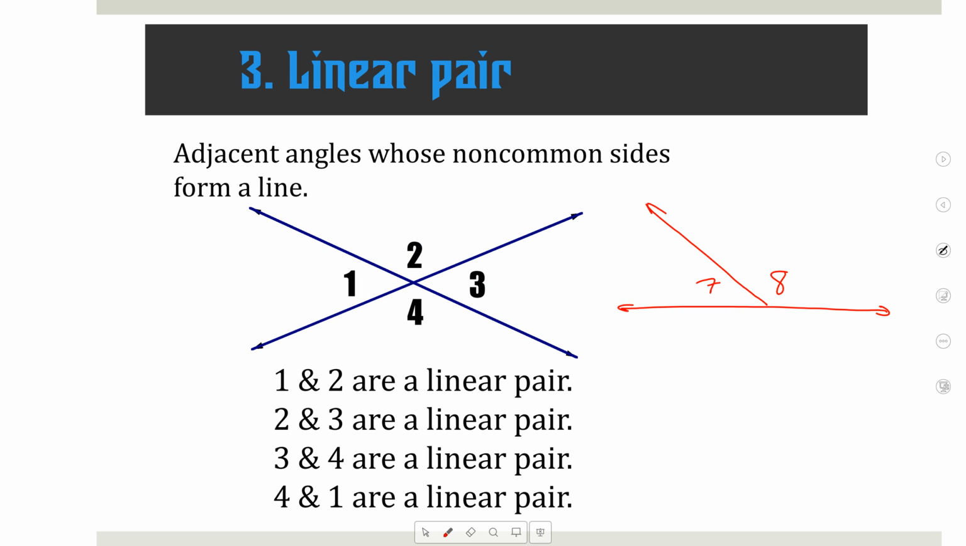Are they equal? No. How do you know that? Because one of them is obtuse and one of them's acute. Perfect. Anything else?